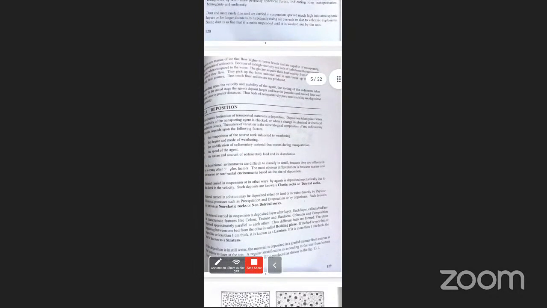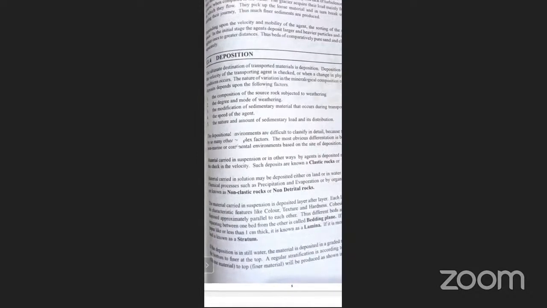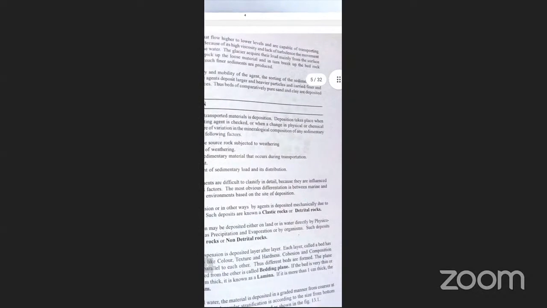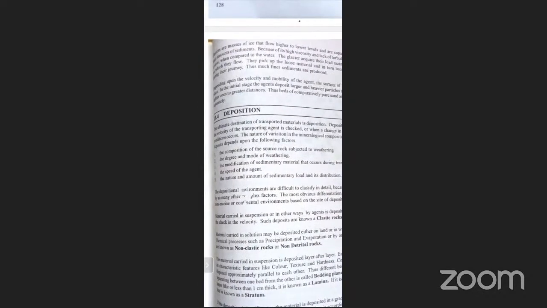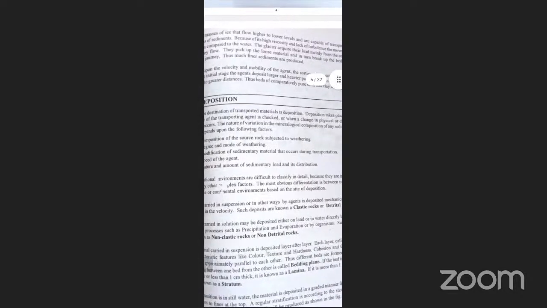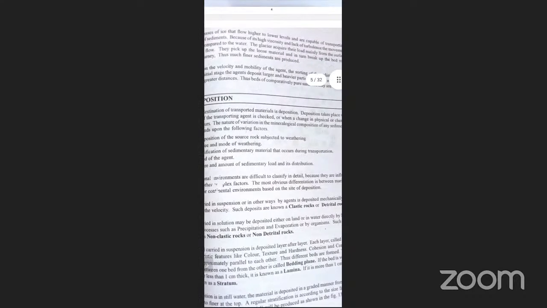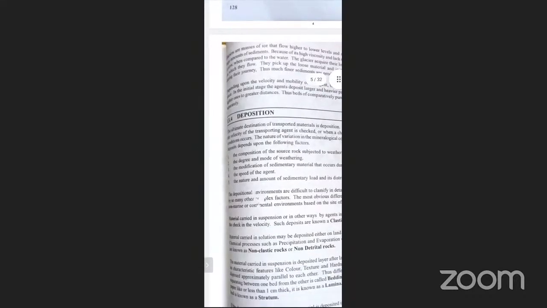And next one is deposition. In deposition, the final destination, the transported material definitely should be deposited somewhere. Deposition takes place when the velocity of a transport agent is checked, whether the change is in physical or chemical conditions that are required for that.